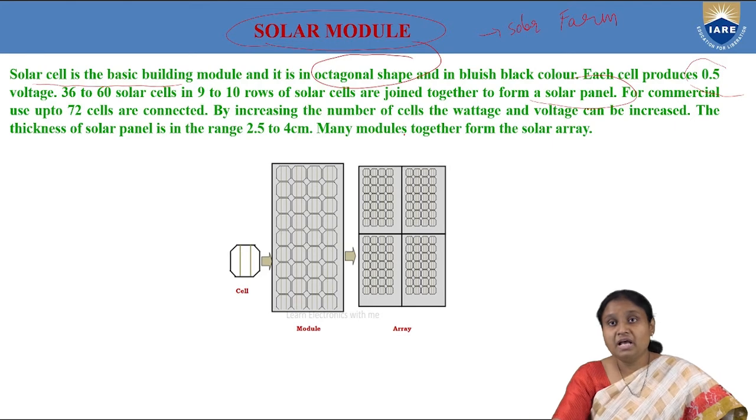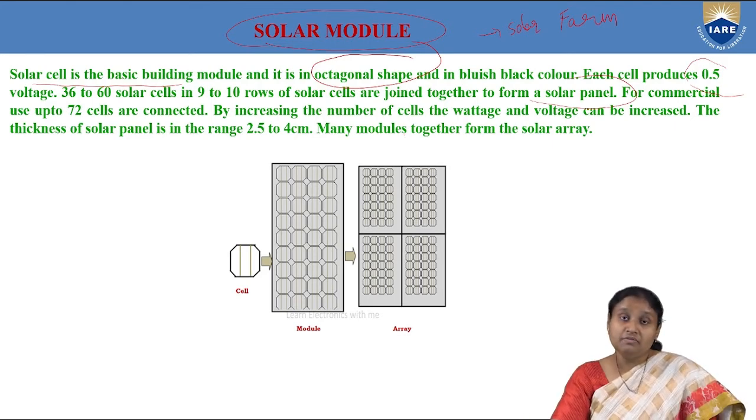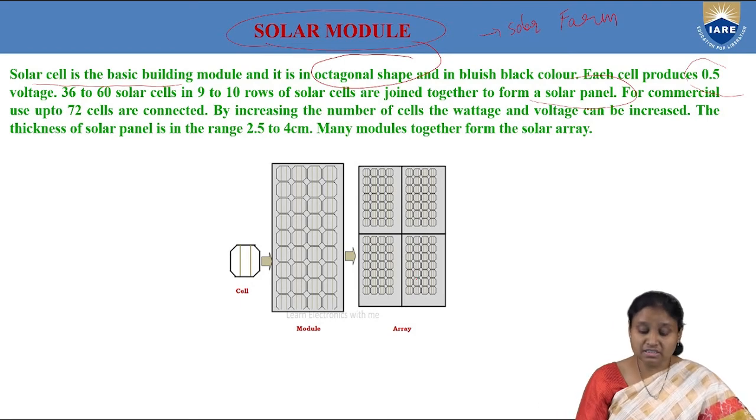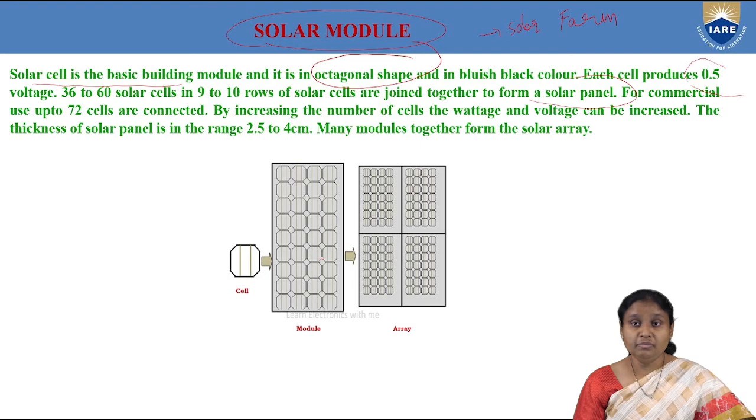So how this solar panel, solar module or solar form is made up of, as you can see in this figure. In this module, this is our solar cell, and here in this solar panel we can take around 36 to 60 solar cells. And how many number of rows we can have? We can have around 9 to 10 rows, and they are going to form one such solar panel.